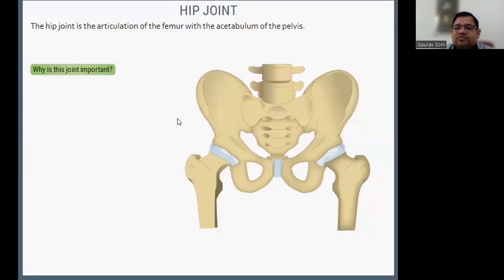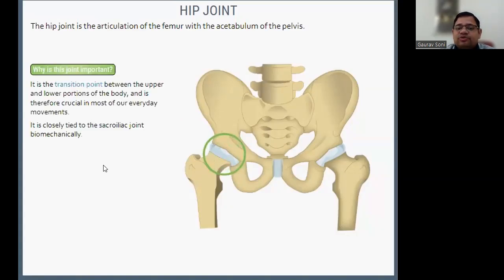First of all, we should know where it is. So, the hip joint is the articulation of the femur with the acetabulum of the pelvis. So, in the hip bone on the posterior side, there is the acetabulum, and the femur is the bone of the thigh region. So, they are going to make contact and they are going to form the joint.